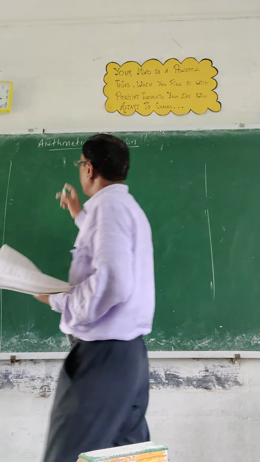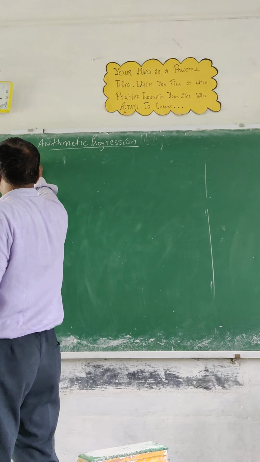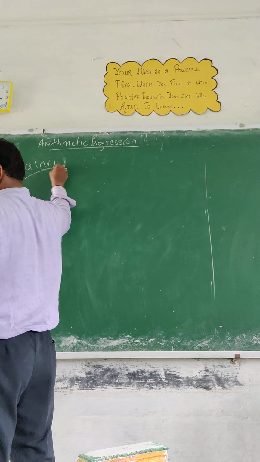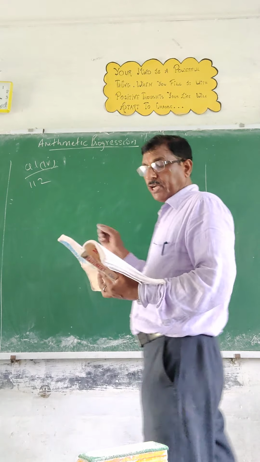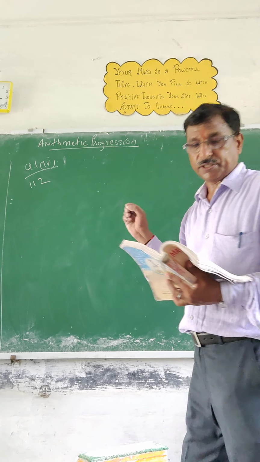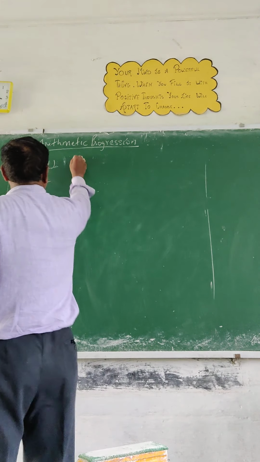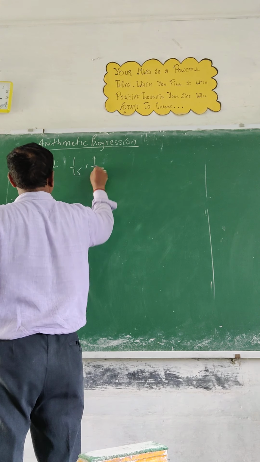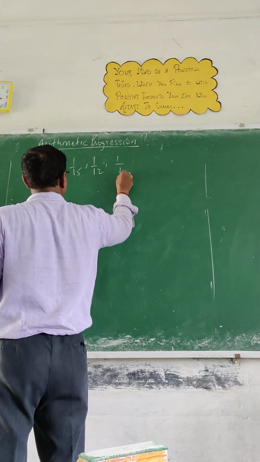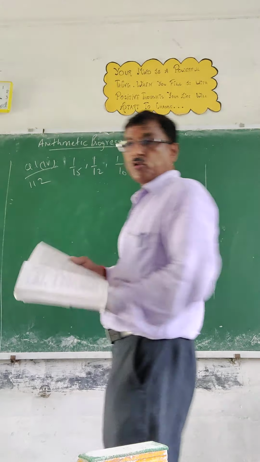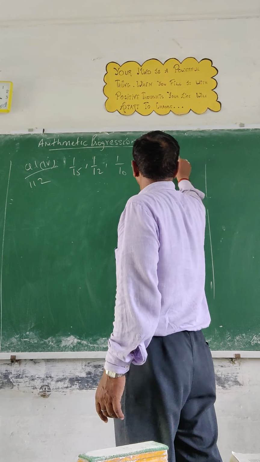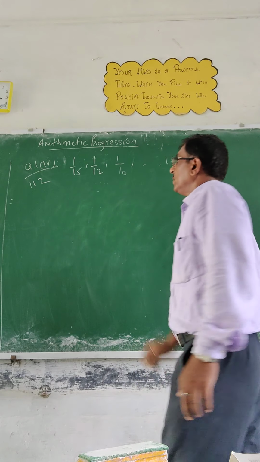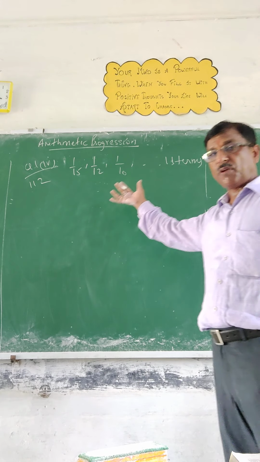See, NCERT book. Okay, children. Question number 1, part 4. You can see: 1 upon 15, 1 upon 12, 1 upon 10 and so on. Now the total number of terms given, children, is 11 terms. So now you have to find the sum of these 11 terms.